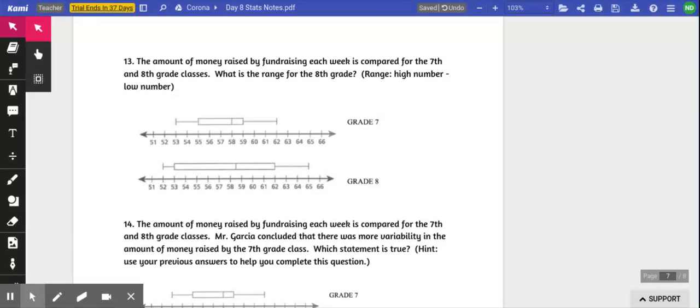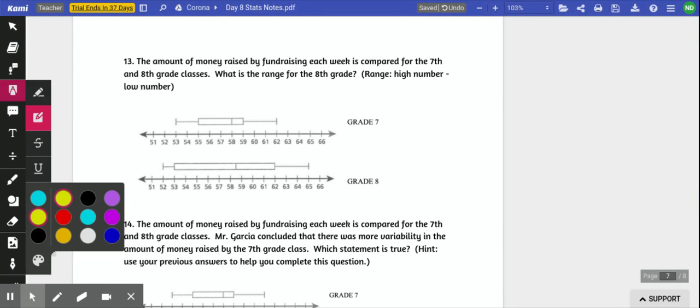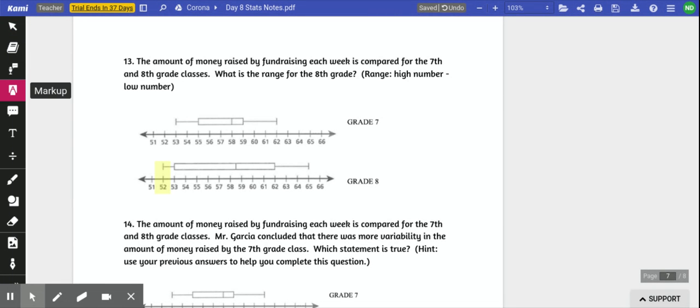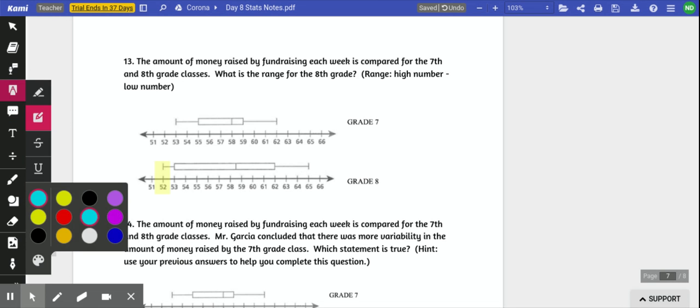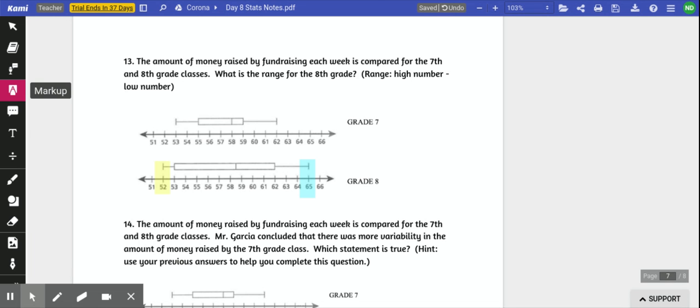Number 13, same box and whiskers, but now I need to find the range for the 8th grade. So again, I need to be able to identify the highest number or the maximum and the lowest number or the minimum. My minimum is shown at the end of that first whisker, and the maximum is shown at the end of the second whisker. And then I simply have to subtract those two numbers. So my maximum is equal to 65, and my minimum is equivalent to 52. So I have to subtract 65 minus 52, which gives us 13. So 13 is the range for grade 8.